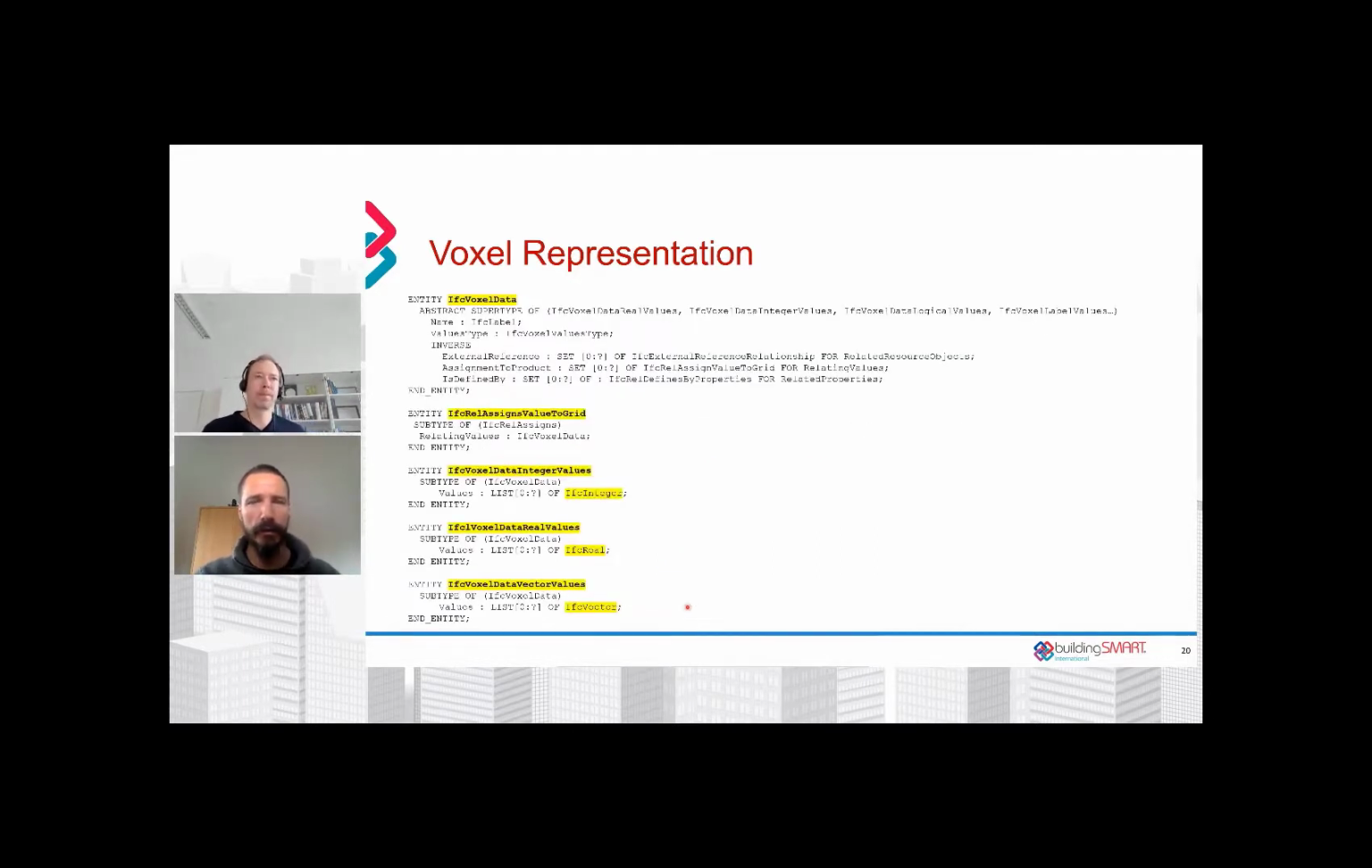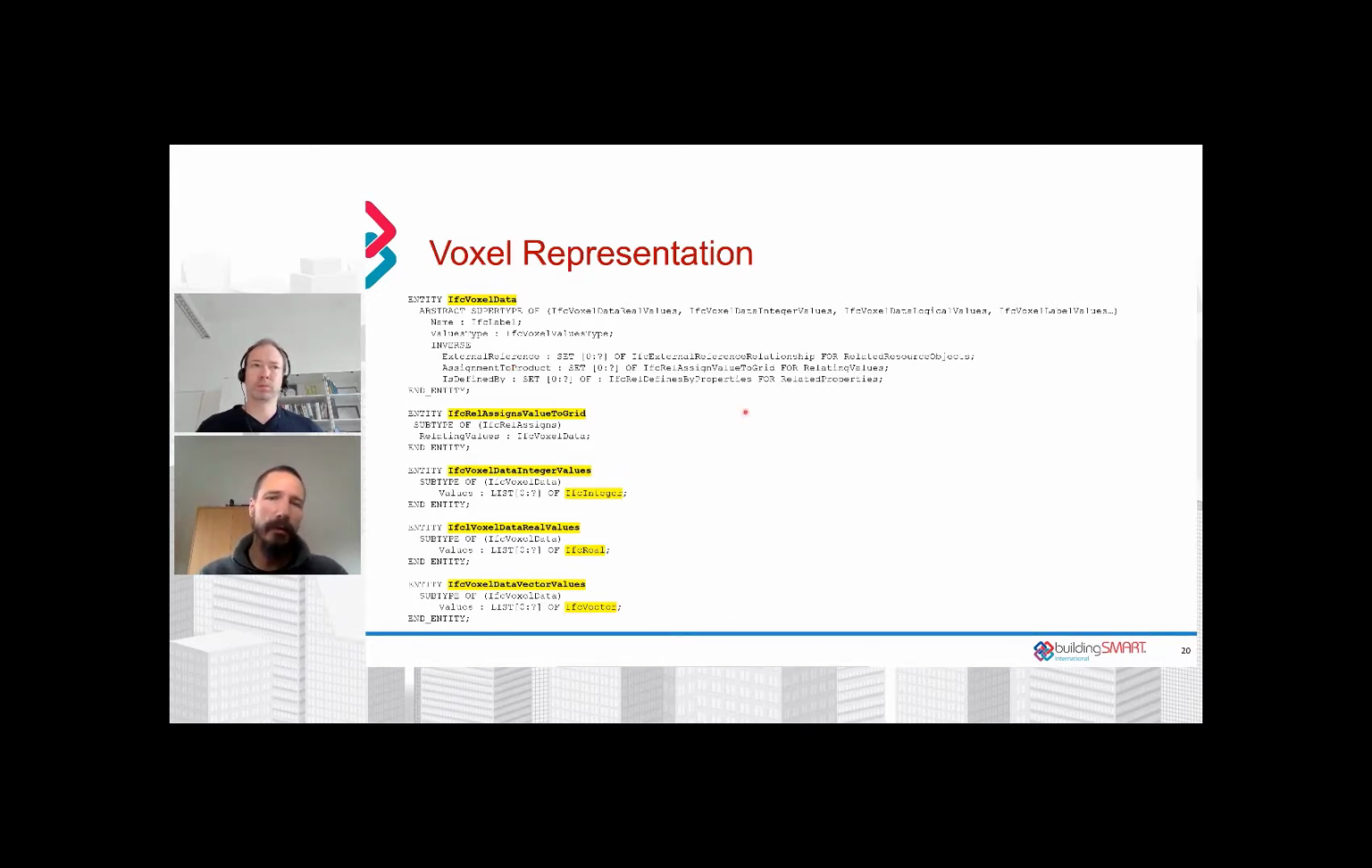Okay, so let's go to the data representations. As you see, these voxel data representations are imagined to be just the base types, so just representing the base types like integer, real, or vector. And these are then connected to a product. And the location of each of these values would be connected by index to the voxel grid.